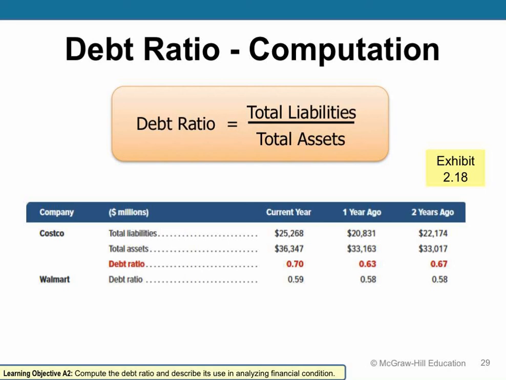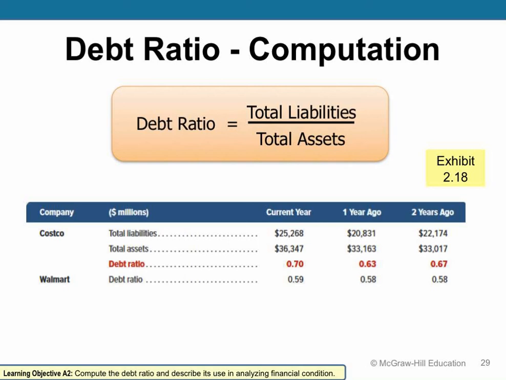And 0.70 is not going to tell us in a vacuum whether that's a good number or a bad number. But what we can do is compare it against a similar company, something like Walmart. Costco has a 0.70 debt ratio, and Walmart has 0.59. So Costco is perhaps a little bit higher in terms of the debt ratio than Walmart. That might make them a little bit more risky of a company in terms of the way that they're operating.